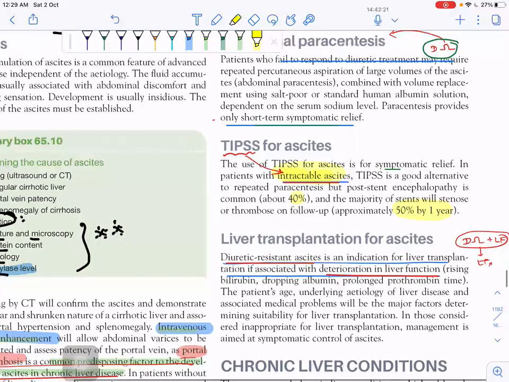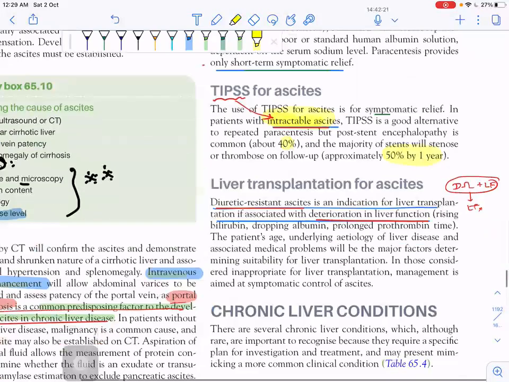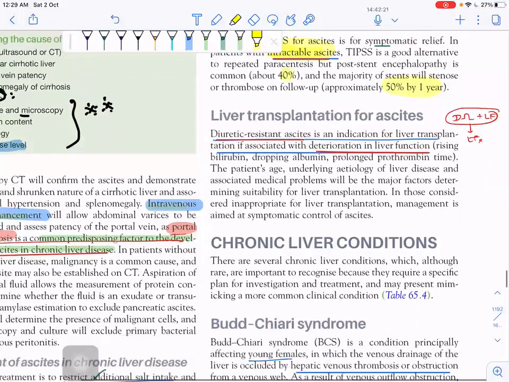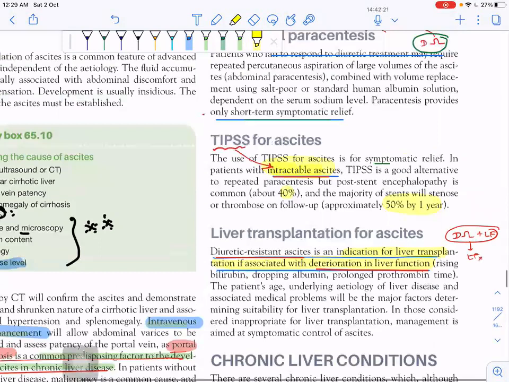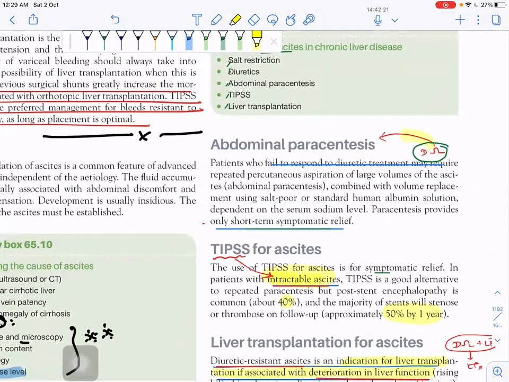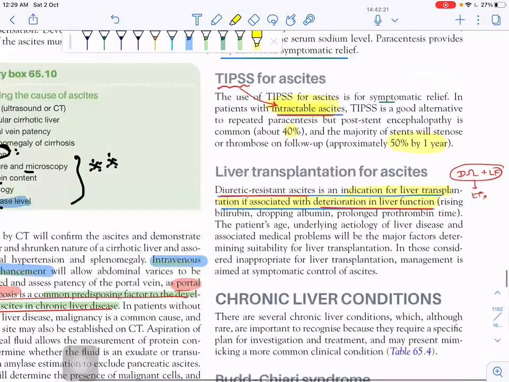Then liver transplantation for the ascites. When do you have to go for liver transplantation? Diuretic resistant ascites is an indication for liver transplantation if associated with deterioration in liver function. If the patient fails to respond to diuretics, abdominal paracentesis is only a temporary measure, so ultimately the patient will go for liver transplantation.